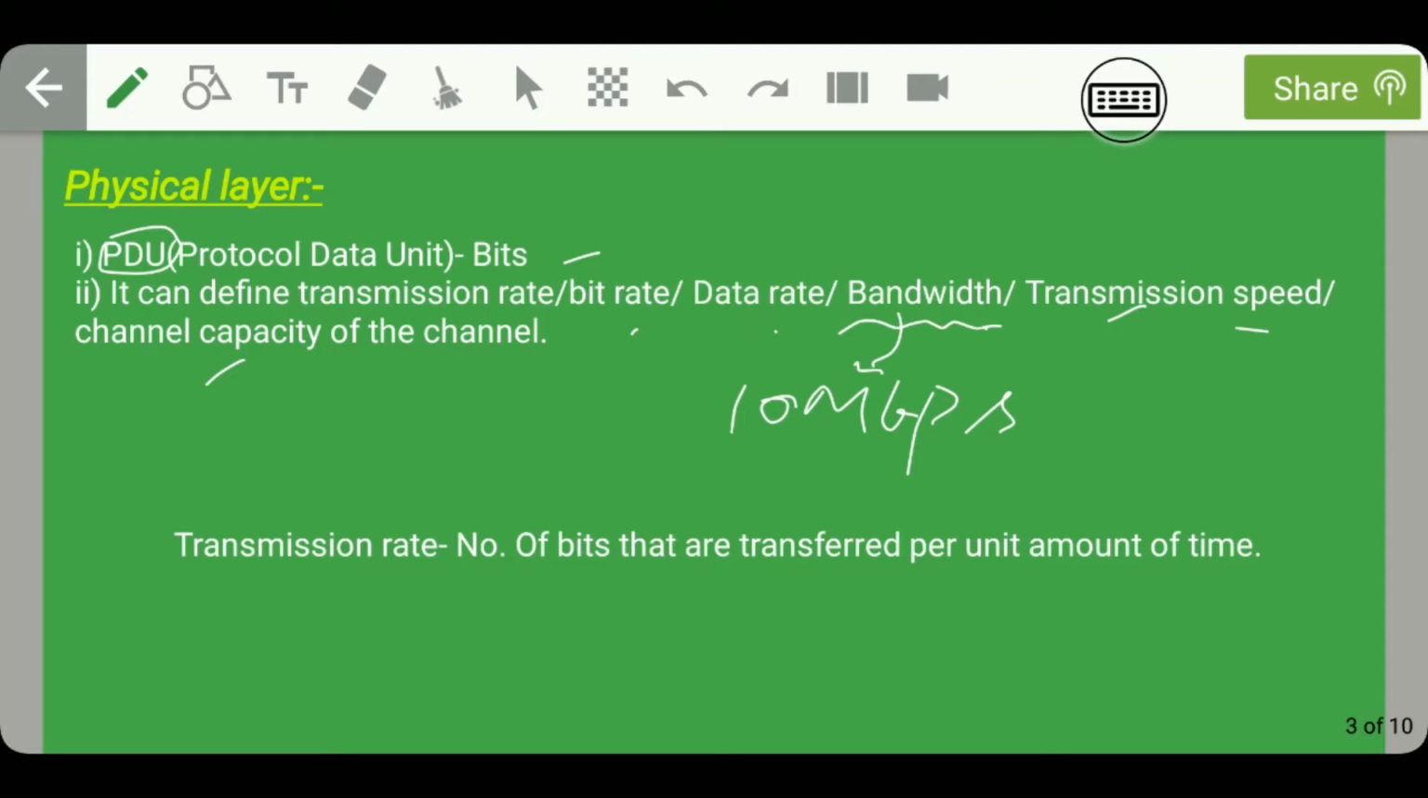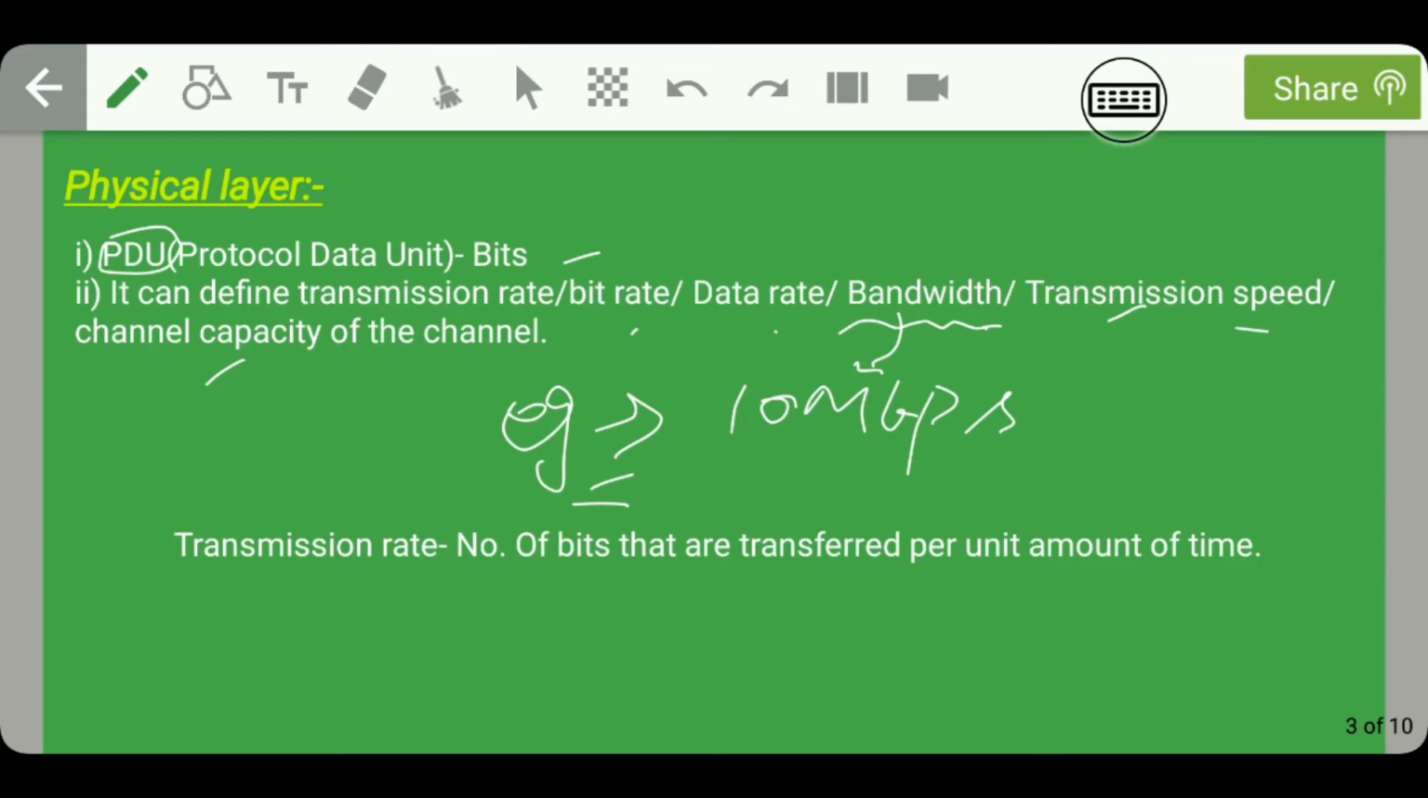Thus, the definition of transmission rate or bit rate or data rate or bandwidth or transmission speed or channel capacity of a channel is the number of bits that are transferred per unit amount of time. That unit of time can be anything like a minute or second or hour. Guys, one example of this transmission rate can be 10 Mbps.